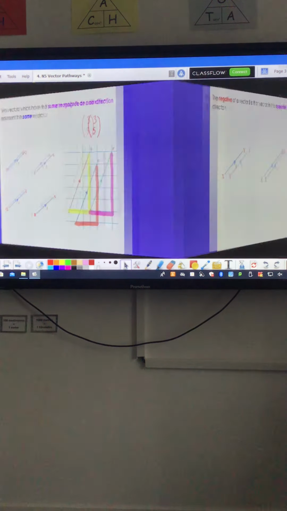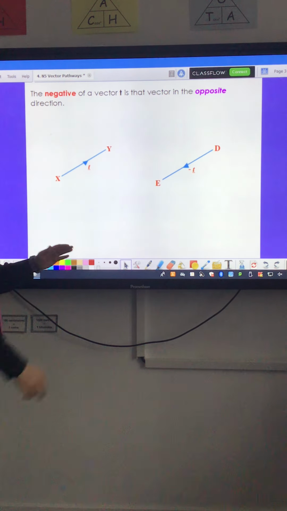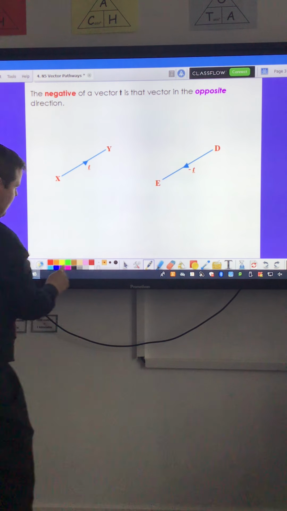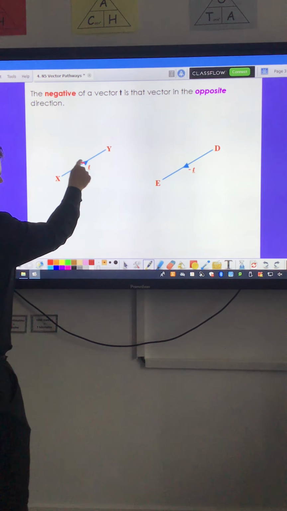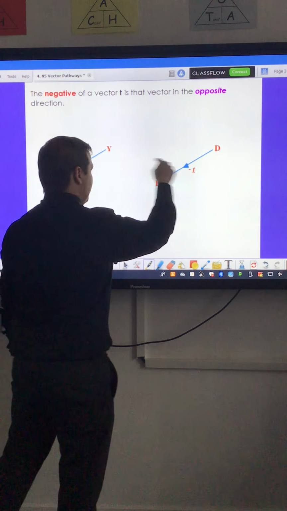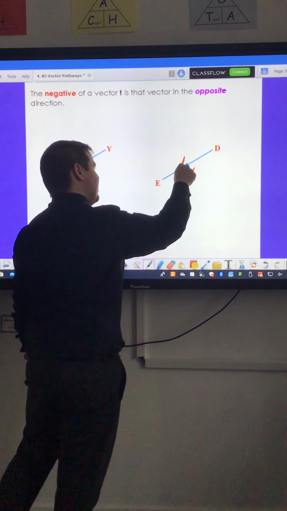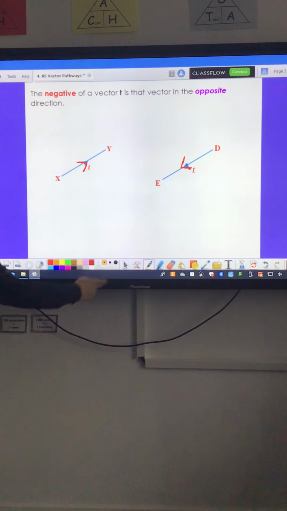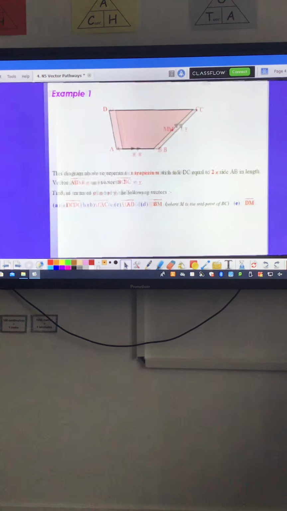Okay? The negative of a vector is basically that vector going in the opposite direction. I'll just emphasise that arrow. Going that way, going back the way, is the negative of that vector. So, I'm going to apply these into problems.